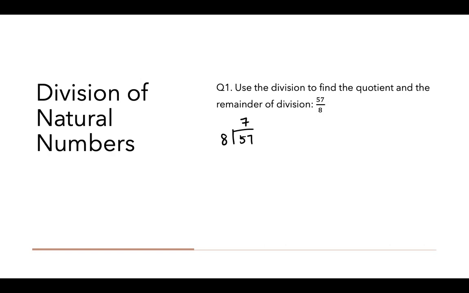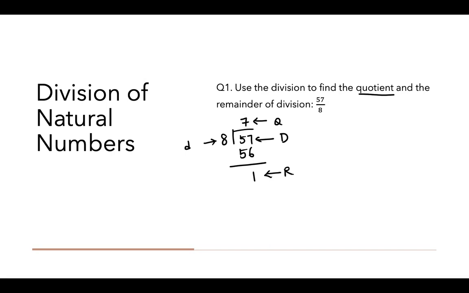So 8 times 7 is 56. And then the remainder is 1. So I'm going to stop here. I'm not going to go further into getting a decimal. But the big idea of dividing polynomials is we're going to use exactly the same method as long division. So in this case, 7 is the quotient and 1 is the remainder. And 57 we call the dividend, and 8 is the divisor.